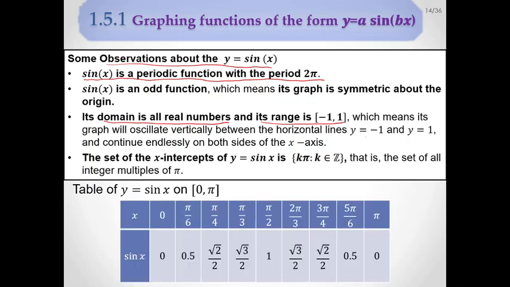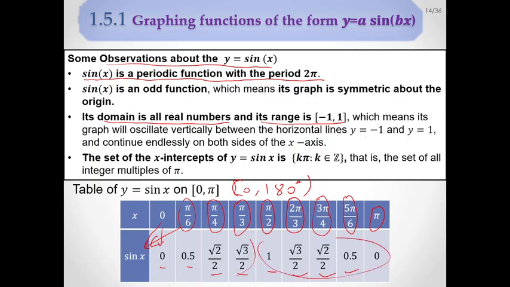Now let's make the table of values for sine x on 0 to pi. 0 to pi means 0 to 180 degrees. You can think of it in degrees here: 30 degrees, 45, 60 degrees, and 90 degrees, and 120 degrees, 135, 150 degrees, and 180. When you put these values inside sine, you will get these values. We already know them. In the second quadrant, we know sine is positive, and in the first quadrant it's also positive, as we see on the table here.